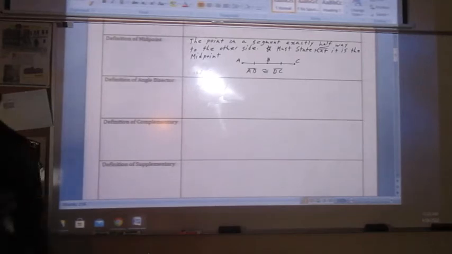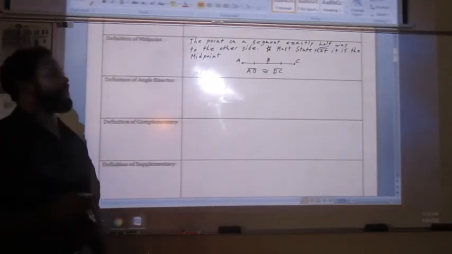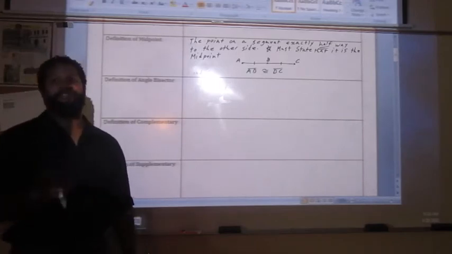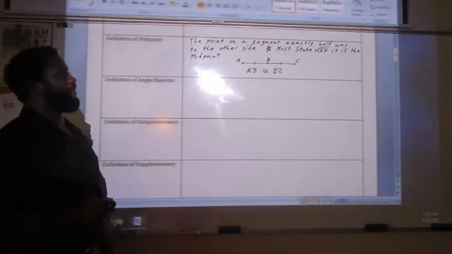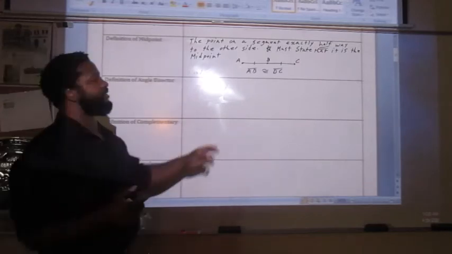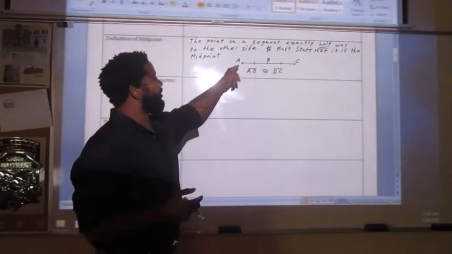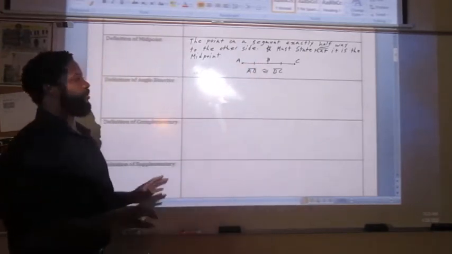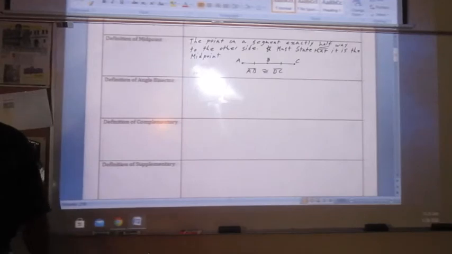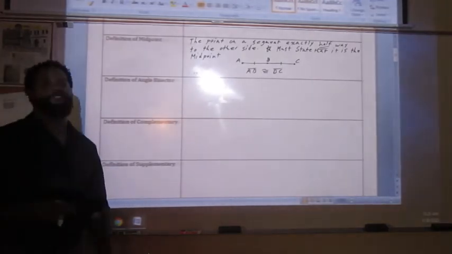But please, please, please understand that, okay? If it doesn't say that B is the midpoint, do not assume that it is. It'll either say that it is the midpoint, or it'll say something similar to AB is congruent with BC, okay? Point blank. Angle bisector. What's your definition say about an angle bisector?